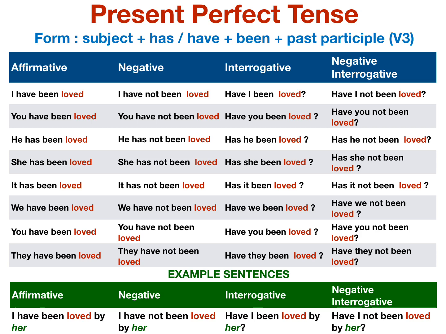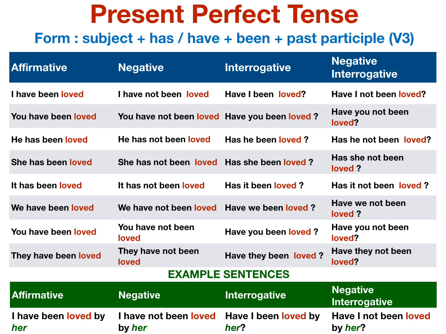Passive voice, present perfect tense. Subject plus has or have plus been plus V3. I have been loved. I have not been loved. Have I been loved? Have I not been loved? You have been loved. You have not been loved. Have you been loved? Have you not been loved?